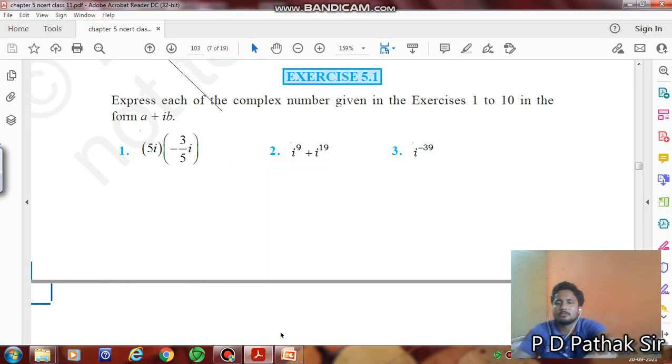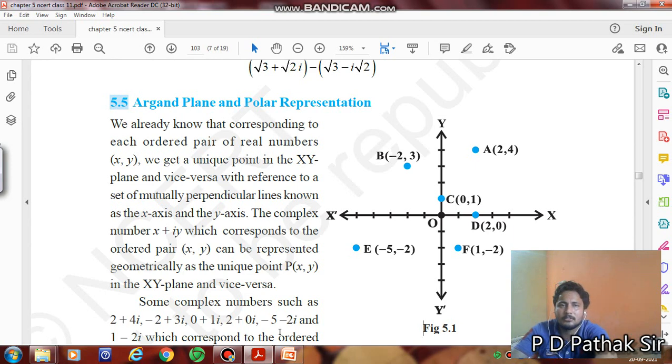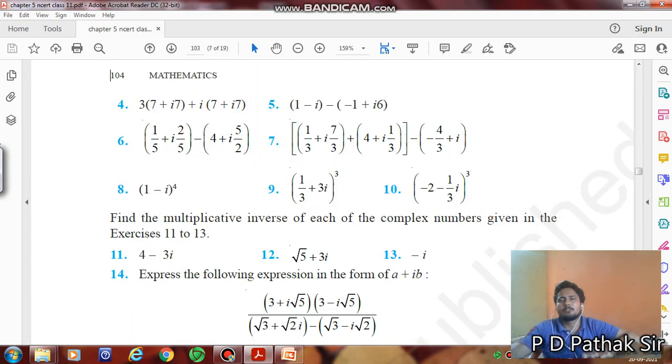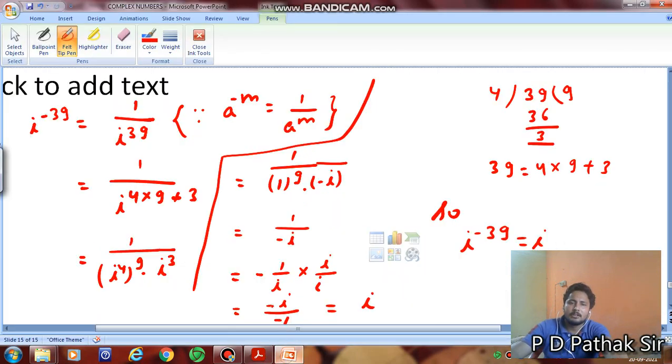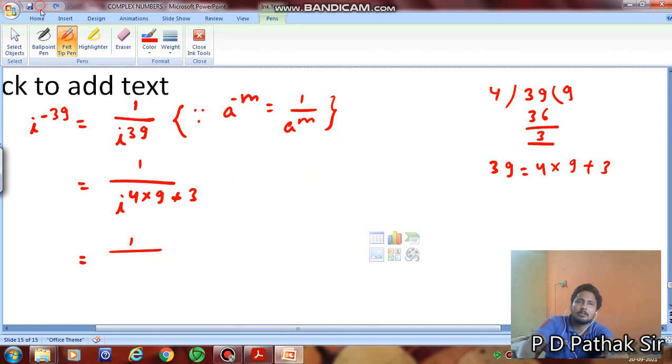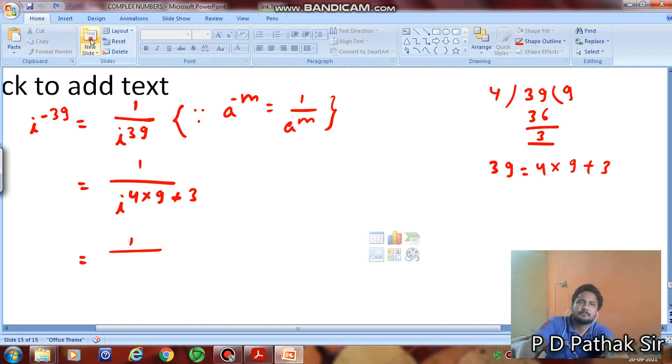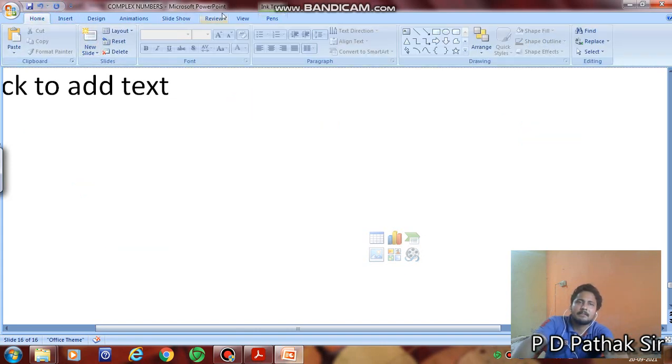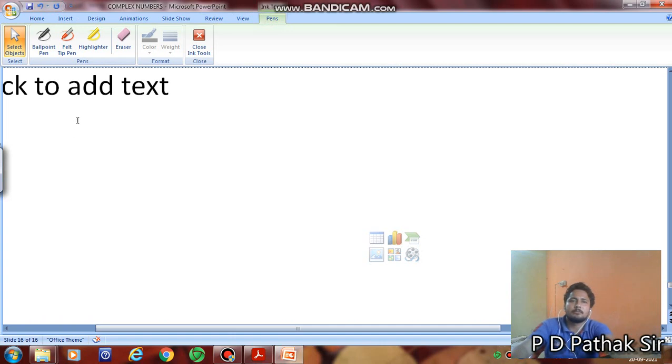Similarly, you can solve all these questions yourself. Like question number 4, multiply by 3 and iota. Question number 5, 1 minus iota, simply solve. Question number 6, simply solve. Simply solve means write all these numbers in the form of a plus iota b. And to write these in the form of a plus iota b, collect all the iota terms.